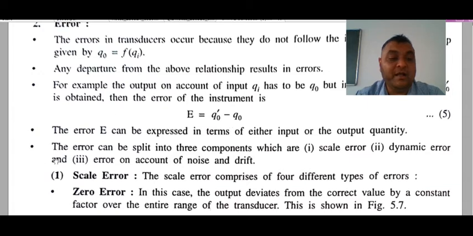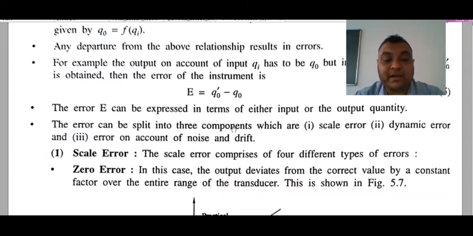Okay, now the error can be split into three components, which are scale error, dynamic error, and error on account of noise and drift. So these three things we will see.